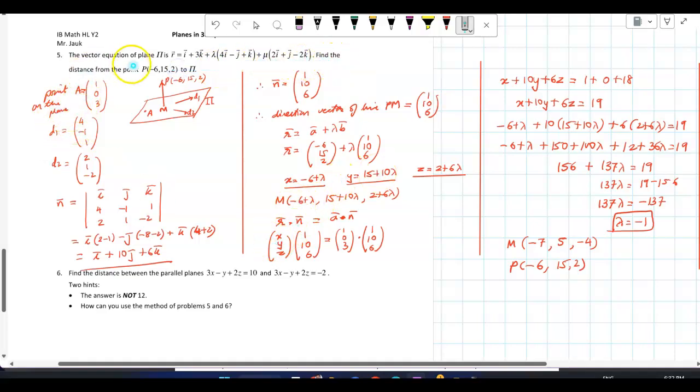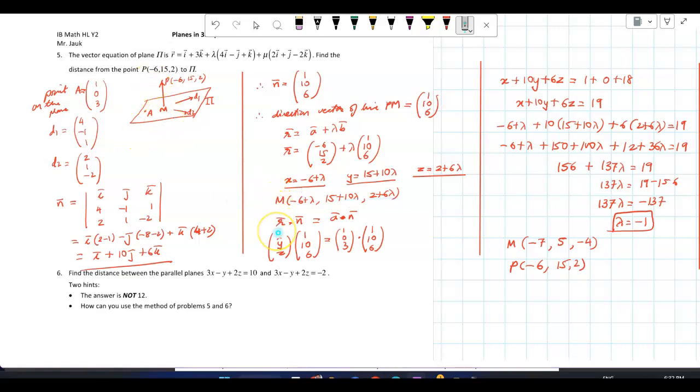So what you do is, this is your point. This is a direction vector d1, d2. You take the cross product. When you take the cross product, you will get the normal vector. Once you get the normal vector, that normal vector becomes the direction of the line. We know point P, so find the equation of the line. Once we get the equation of a line, it helps us to assume the coordinates of M in terms of a parameter.